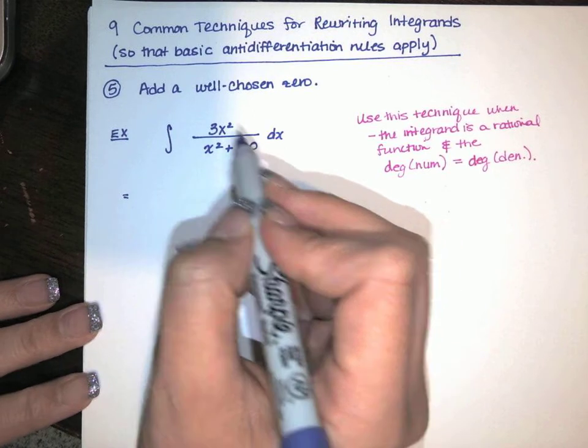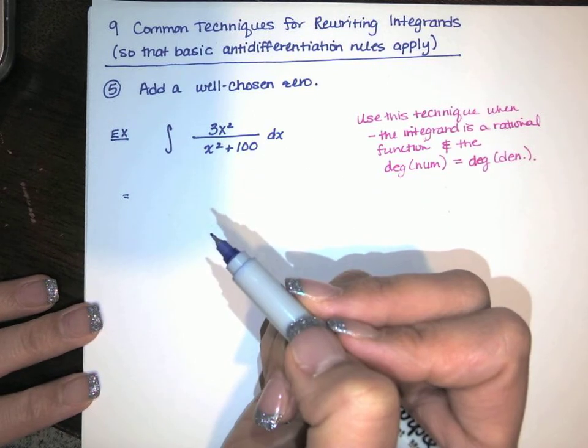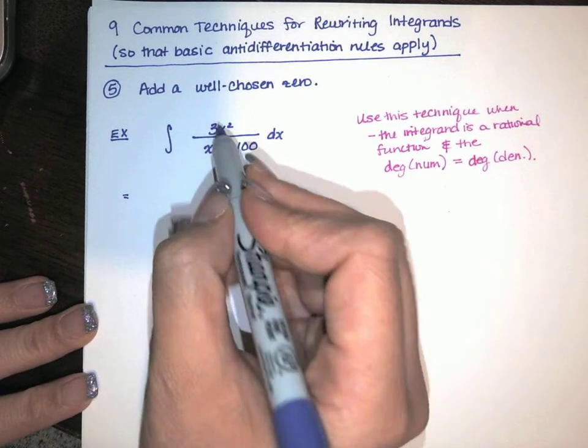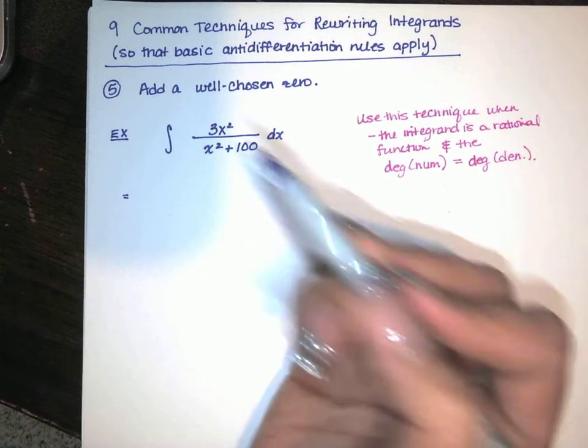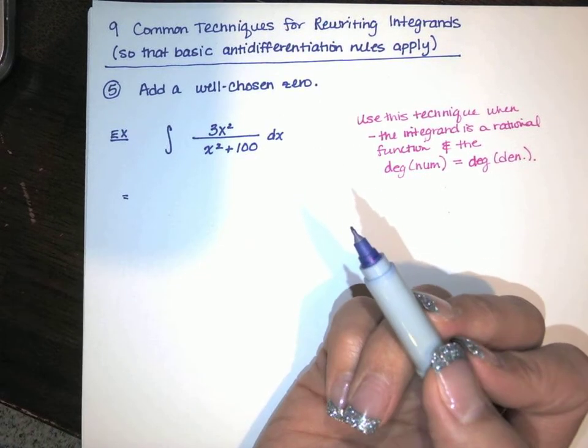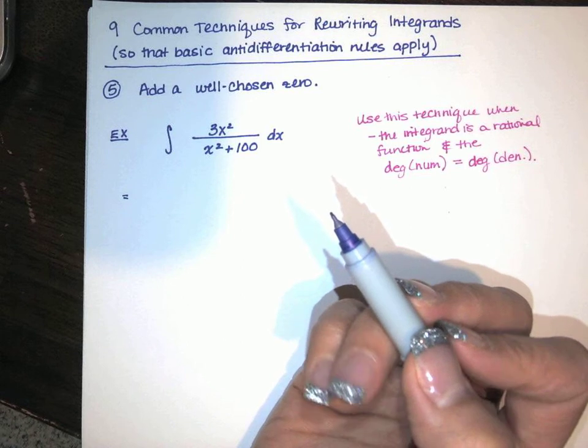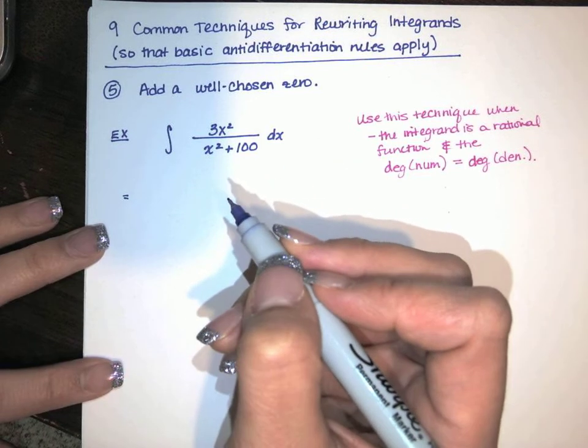Notice, first of all, that I do not have an anti-differentiation rule for this. It's a polynomial over a polynomial. U sub, derivative of the denominator, is 2x. There's too many x's in the numerator. So U sub doesn't work, basic rules don't work. So we're going to try well-chosen zero.